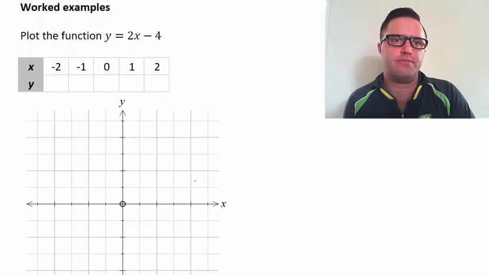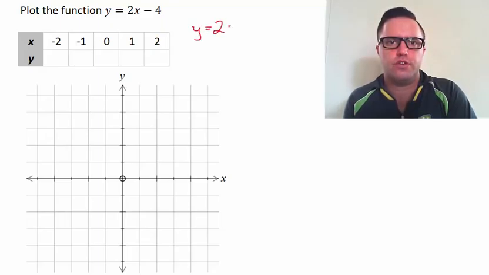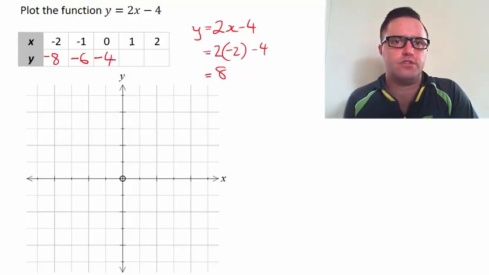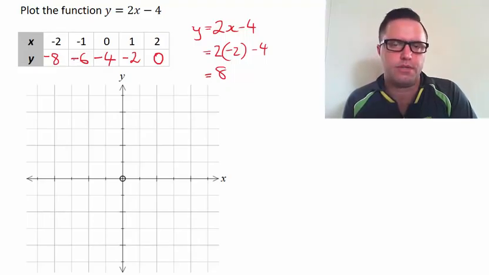Okay, let's have a look at some worked examples. So we're going to plot the function y equals 2x minus 4. The first thing is we draw up a table of values like this, and we're going to work out a couple of them. I'll do the first one by hand. So y equals 2x minus 4 is our function. We're going to pop negative 2 in where the x is. So we've got 2 times negative 2 minus 4. 2 times negative 2 is negative 4, minus another 4 is equal to negative 8. Then for the negative 1, 2 times negative 1 is negative 2, minus 4 is negative 6. For 0, 2 times 0 is 0, minus 4 is negative 4. For 1, 2 times 1 is 2, take 4 is negative 2. And for 2, 2 times 2 is 4, take 4 is 0. So there are our ordered pairs: (negative 2, negative 8), (negative 1, negative 6), etc.